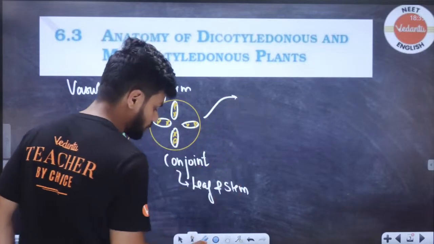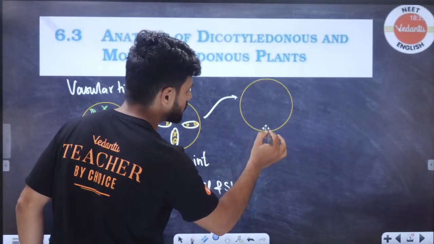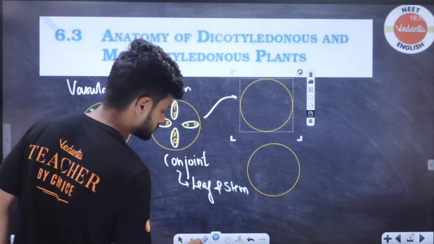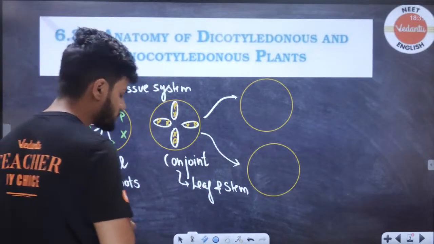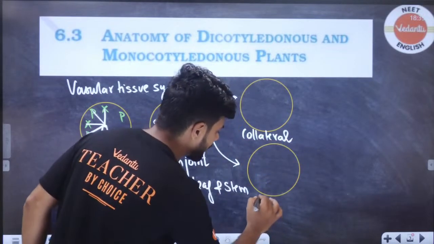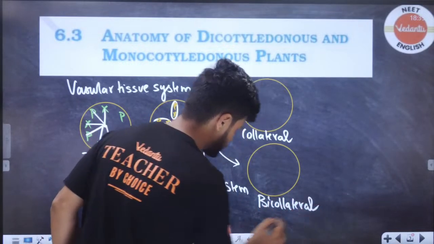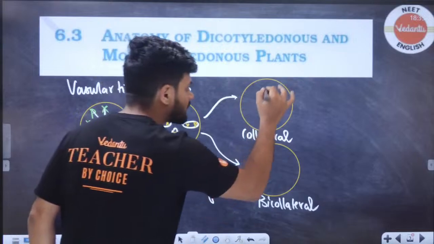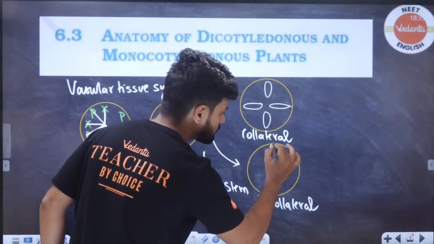Now students, there is a deviation from here. There are two types of conjoint. One is called collateral and the other is called bicollateral. What is the difference between collateral and bicollateral? Understand. Same thing first of all.